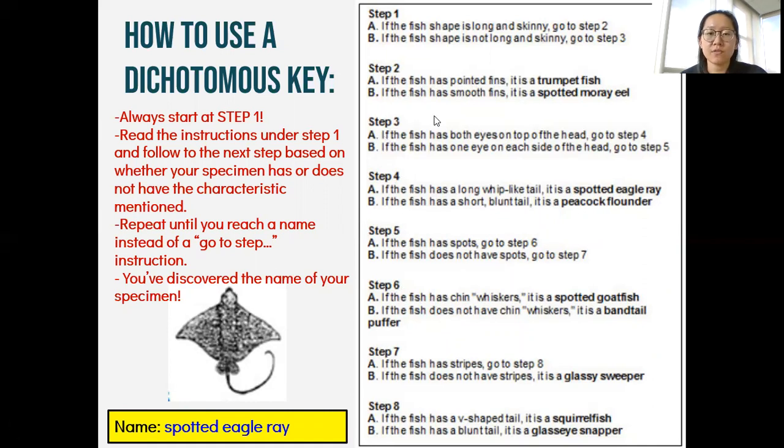In step 3, it says if the fish has both eyes on top of the head, go to step 4. If the fish has one eye on each side of the head, go to step 5. We know that the fish has both eyes on top of its head. They're kind of hard to see here, but they're pointed right here at these two little nubbins. We're going to go to step 4, and it says if the fish has a long whip-like tail, it is a spotted eagle ray. But if the fish has a short blunt tail, it is a peacock flounder. Looking at that tail, it's definitely a long whip-like tail, so it is a spotted eagle ray, and therefore we have our answer.